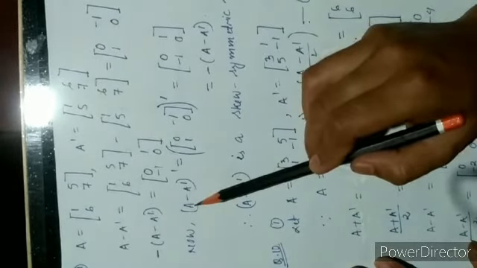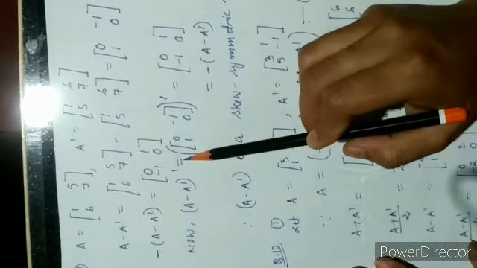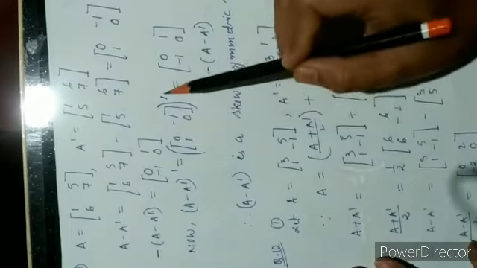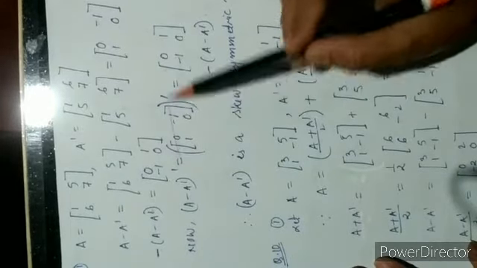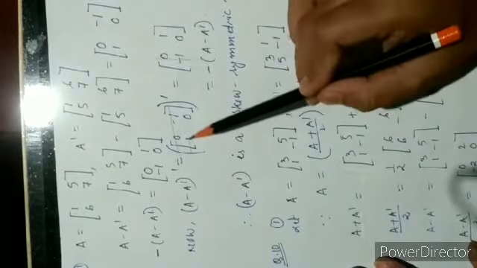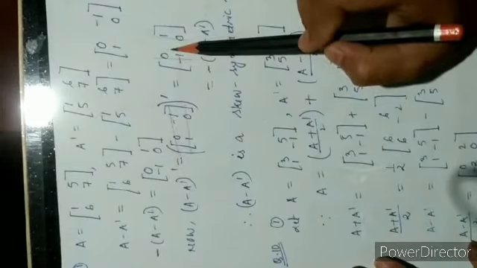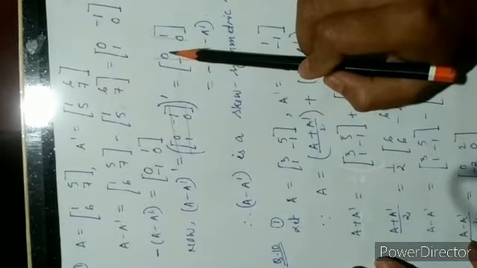Find the transpose of the expression A minus A dash, which is the matrix 0, minus 1, 1, 0. Transpose: right, the first row becomes the first column, the second row becomes the second column. Then check the elements of this matrix and this matrix.